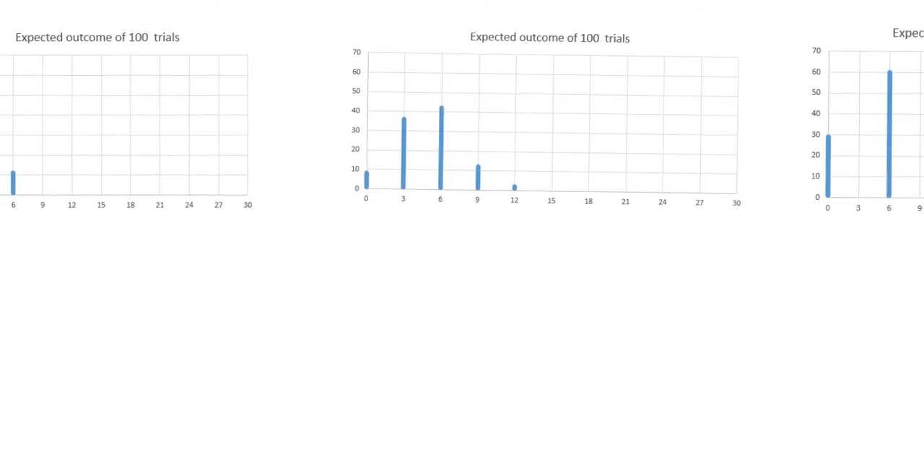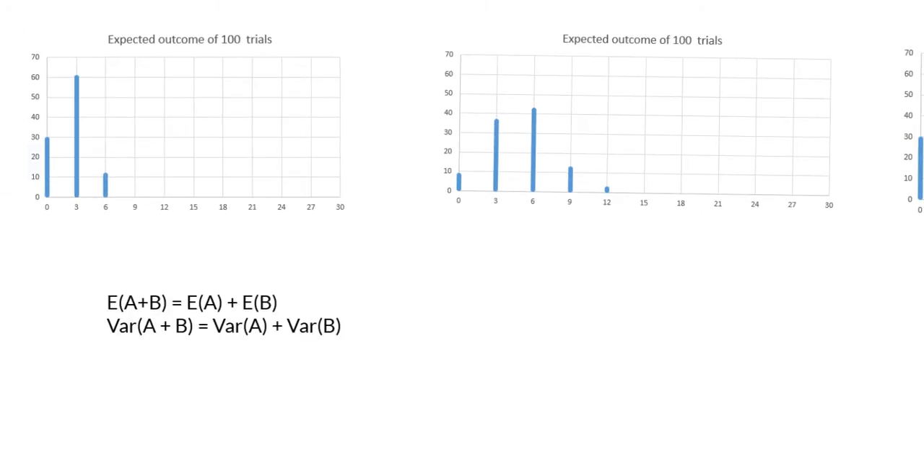So what we have here is we write it like this. We call our two random variables a and b. It's E of a plus E of b. That one works just how you'd expect. But the interesting one here is the variance of a plus b is the variance of a plus the variance of b.